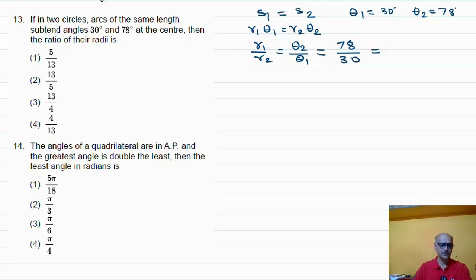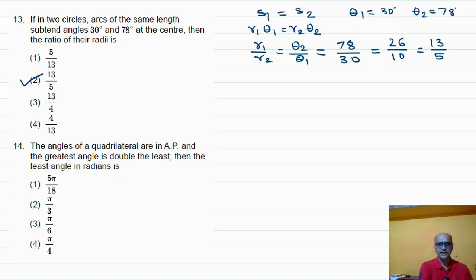See how far it goes, cancel, you will have the answer. So simplify. First, 78 goes by 3: 3 twos are 6, 3 sixes are 18, that is 26. Then 2 goes: 2 ones are 2, 2 thirteens are 26, 2 fives are 10. So 13 by 5, option 2 is the answer.